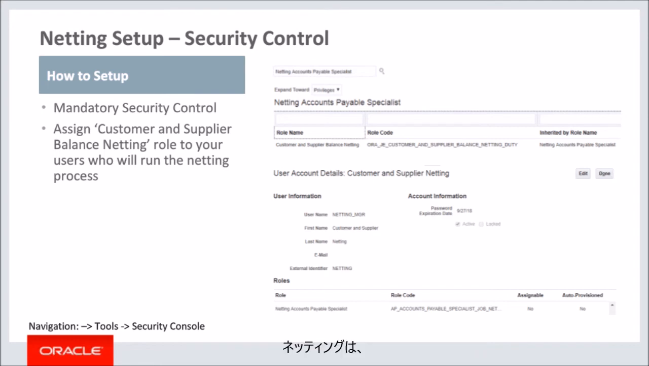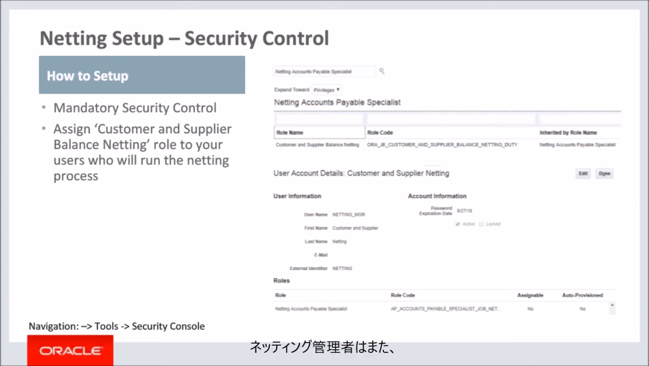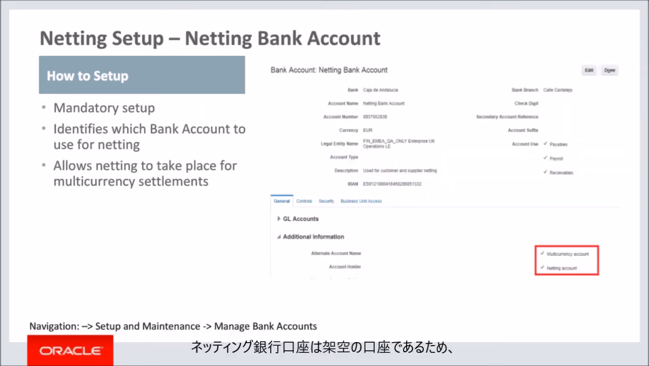Netting can only be successfully completed if the netting manager running the process has access to the business units that own the transactions and the necessary roles required to create payments and in particular receipts. Those same users must also be assigned access to the payables and receivables roles and have data access to all business units that you intend to use in the netting process. A netting bank account is a fictitious account and must be assigned to netting agreements. You will need to check the netting account in the General tab on the Create Bank Account user interface.